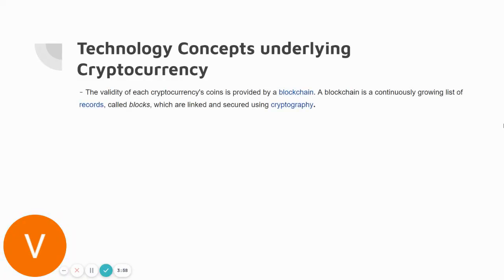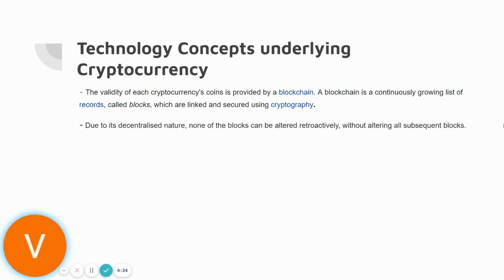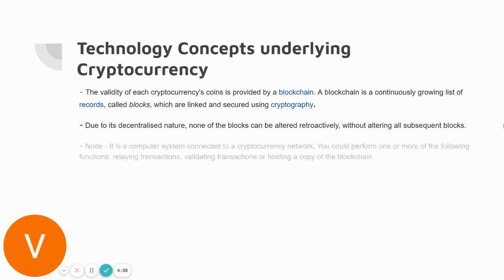The validity of each cryptocurrency is provided by a blockchain. A blockchain is a continuously growing list of records which are called blocks. Now, these records contain details of all the transactions that are happening between all the peers for that particular cryptocurrency. And all these transactions are linked and secured using cryptography, hence the name cryptocurrency. Now, as we discussed earlier, blockchain is decentralized. What this means is none of the blocks can be altered retroactively without altering all the subsequent blocks. This makes the cryptocurrency system relatively secure.